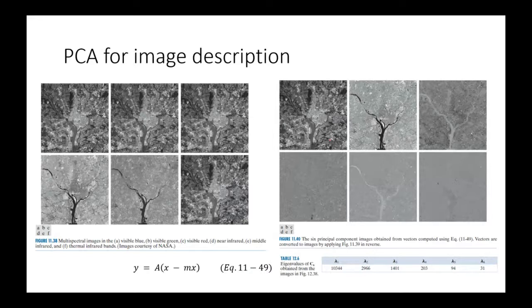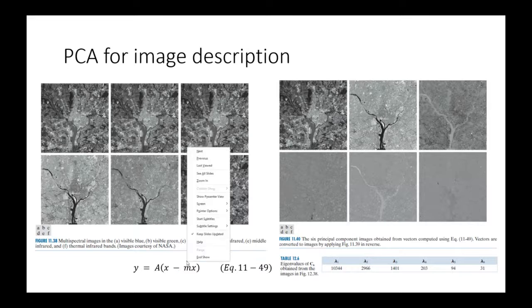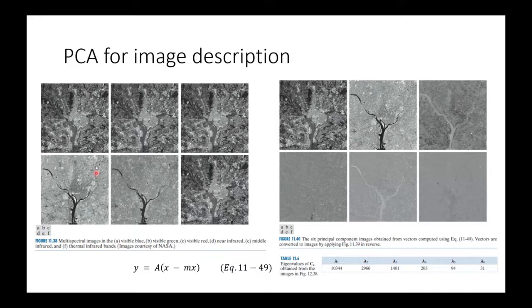An example of that. Remember from the first lecture that I gave, these are the multispectral images from satellite data of, I think, Washington. A is visible blue, B is visible green, C is visible red, D is near infrared, this is middle infrared, and this is the thermal band. So I can have multispectral images from the visible and from the non-visible spectrum.